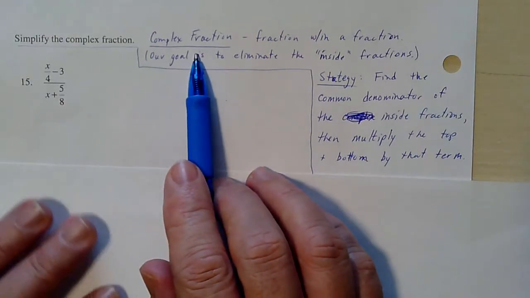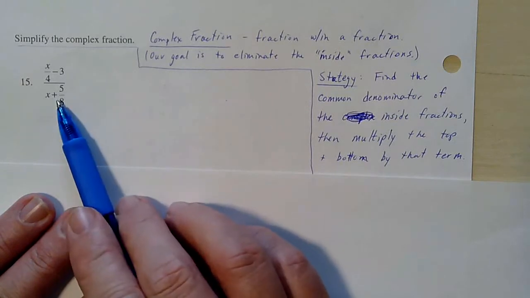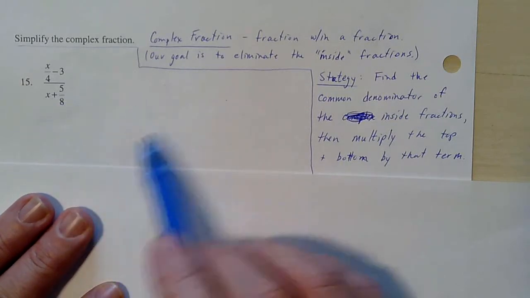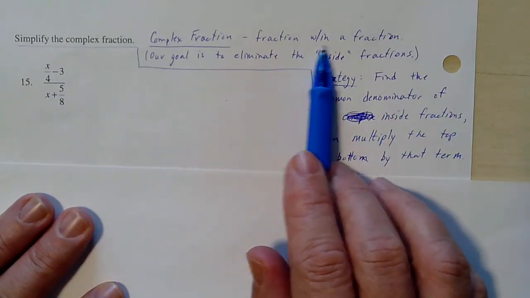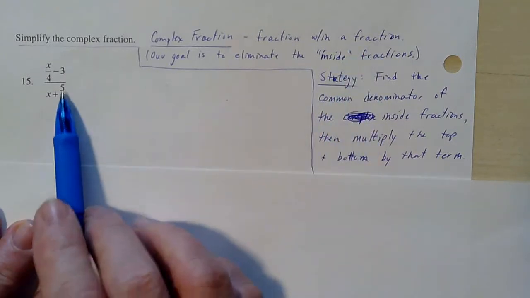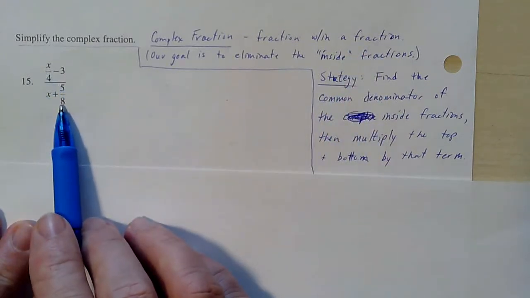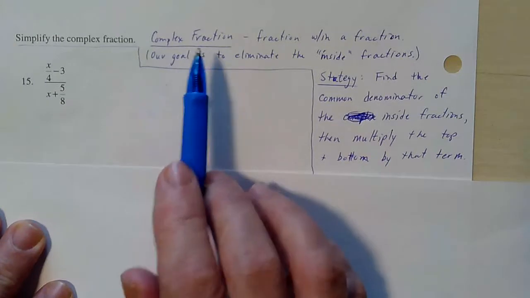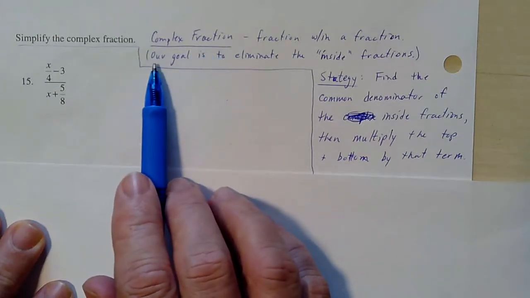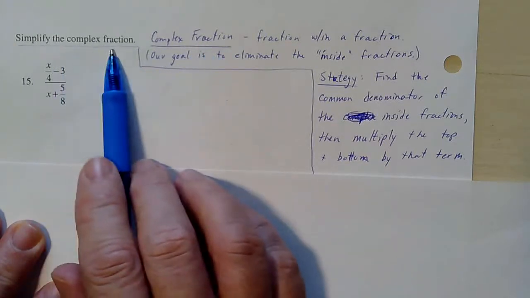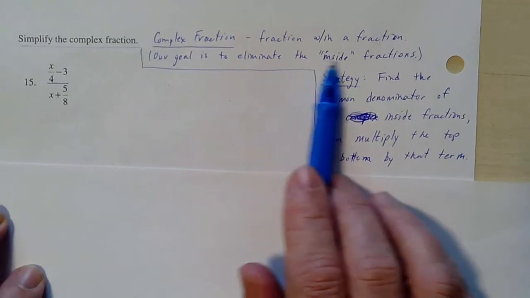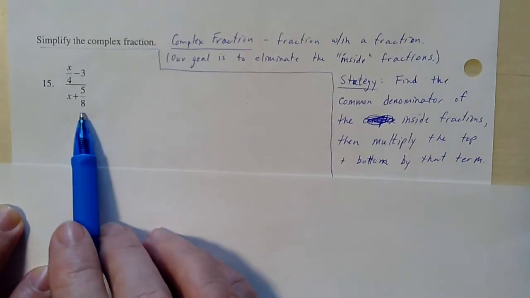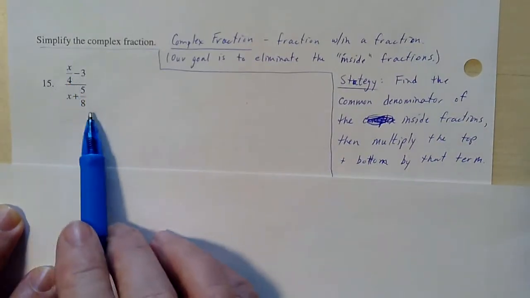A complex fraction, here's one that we have right here for 15 and then 16. It's when it has a fraction inside or within a fraction, like the x over 4 and the 5 over 8. Okay, so that's what a complex fraction is. Our goal when simplifying complex fractions is to eliminate this inside fraction. We need to get rid of that x over 4 and 5/8.